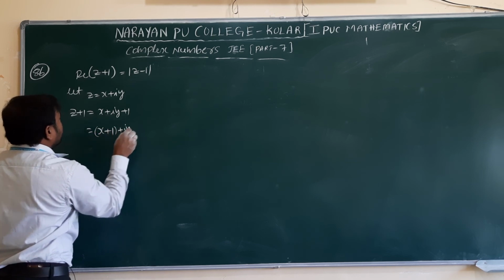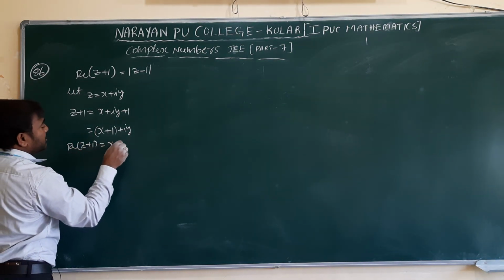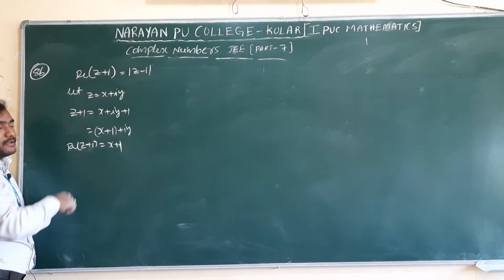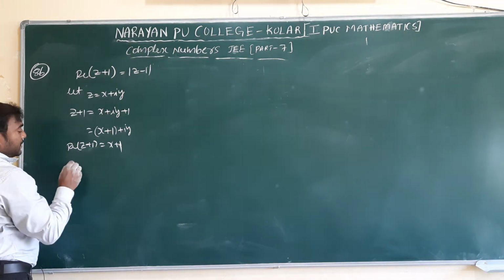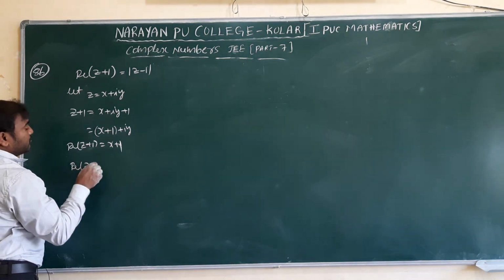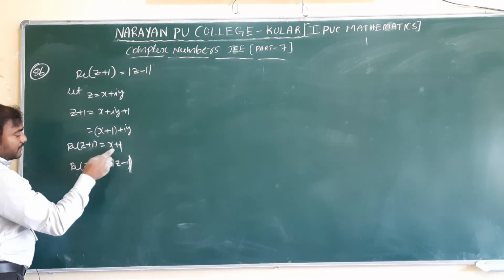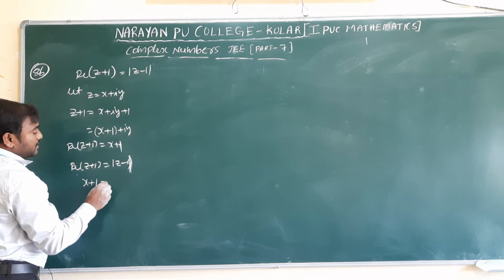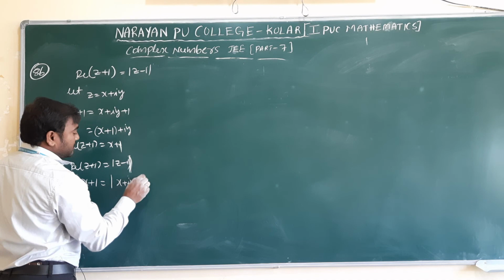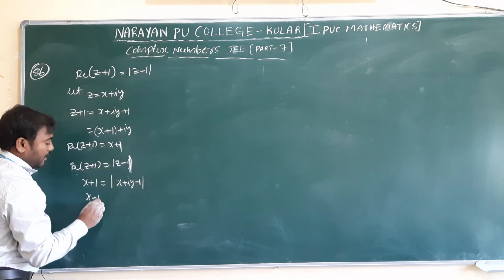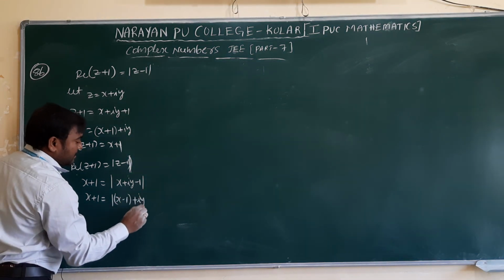plus iy. Here the real part of z plus 1 is equal to x plus 1, but it is given that the real part of z plus 1 is equal to modulus of z minus 1. So x plus 1 is equal to modulus of x plus iy minus 1, that is, x plus 1 is equal to modulus of x minus 1 plus iy.